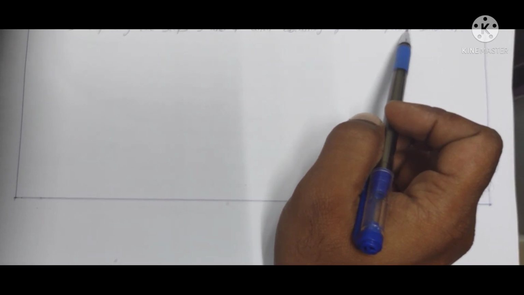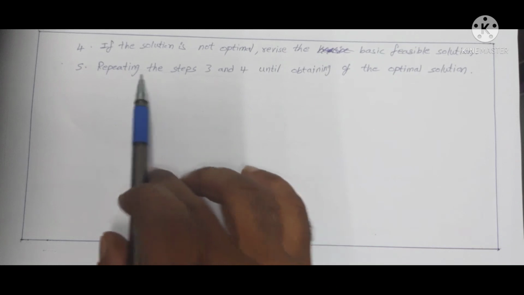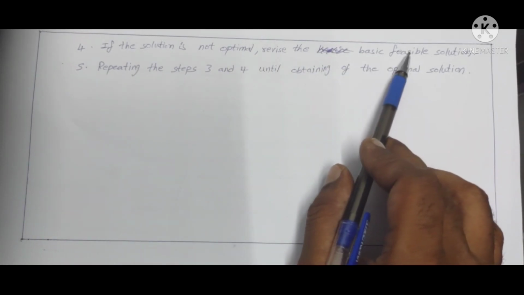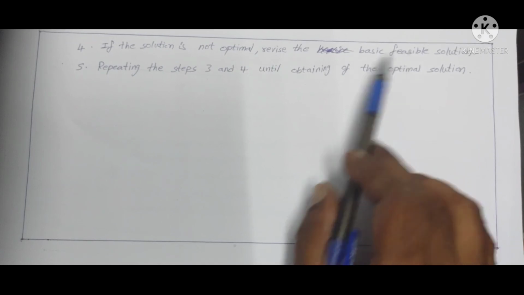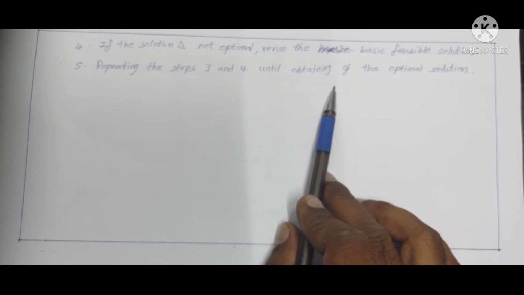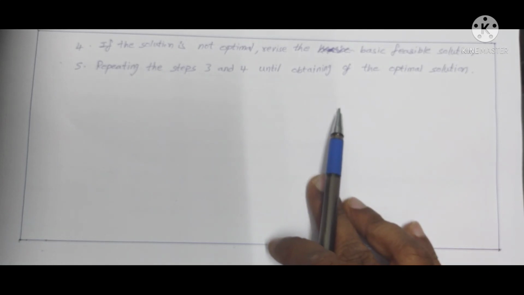So this is the transportation algorithm we are having. If the solution is not optimal, revise the basic feasible solution. After then, again go for steps 3 and 4 until we get the optimal solution for the transportation problem. So this is the procedure for how we can convert a transportation problem into a linear programming problem, and next, how we can solve the problem by using this transportation algorithm.